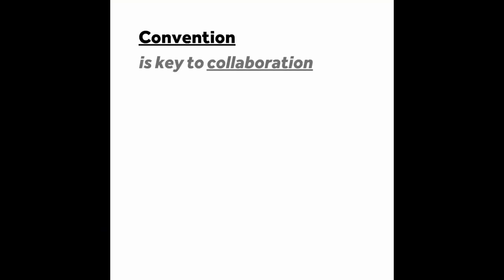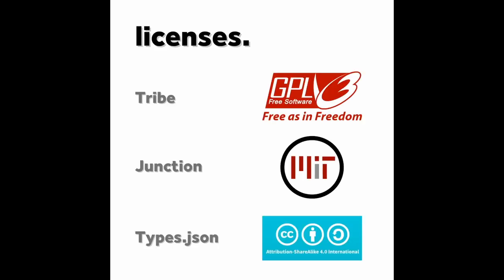Towards the end, just reiterating our belief that convention is key to collaboration. And a word about licenses. Tribe is under GPL version 3. Junction, which is the CMS, uses the MIT license. And types.json uses the Creative Commons license.